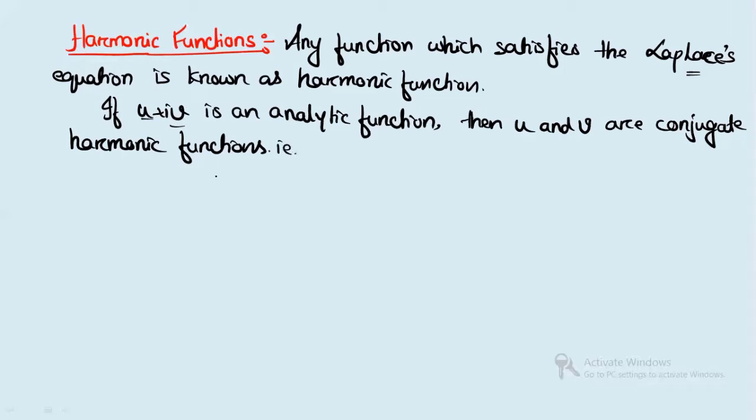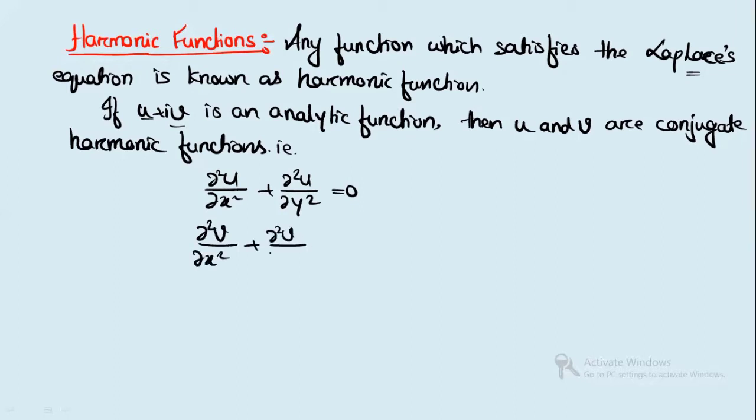That means del square u del x square plus del square u del y square equals 0, and del square v del x square plus del square v del y square equals 0. So for a function to be harmonic, this equation must be satisfied. All right.